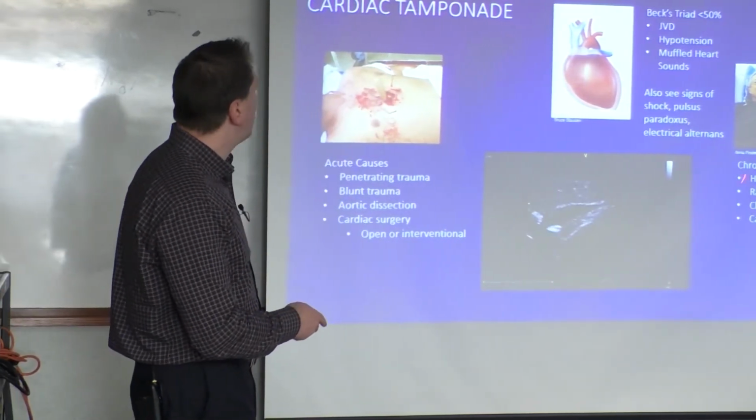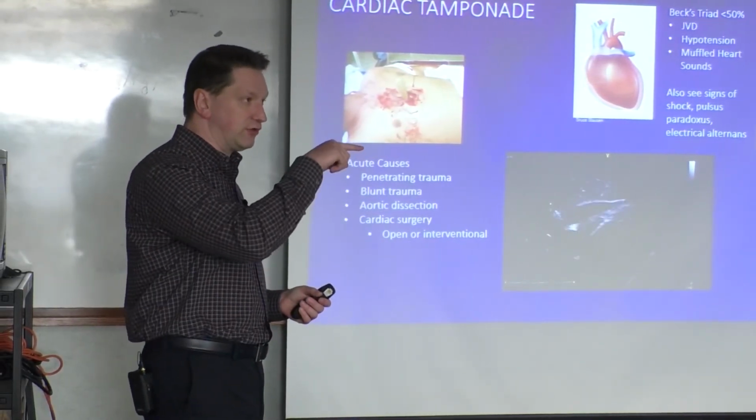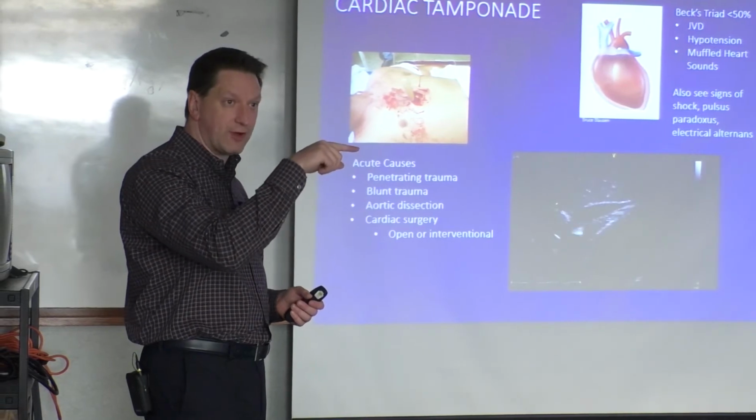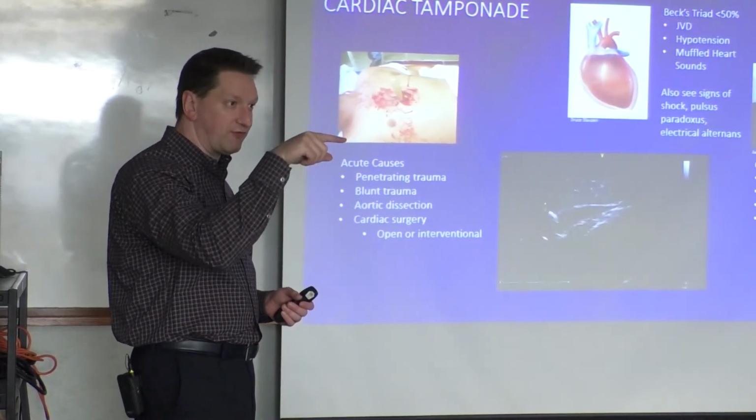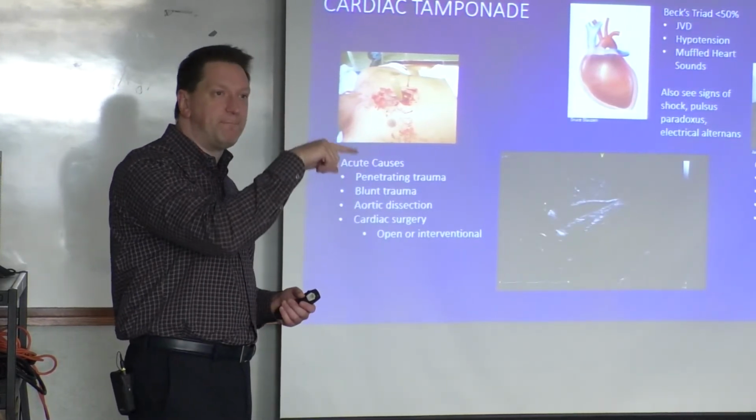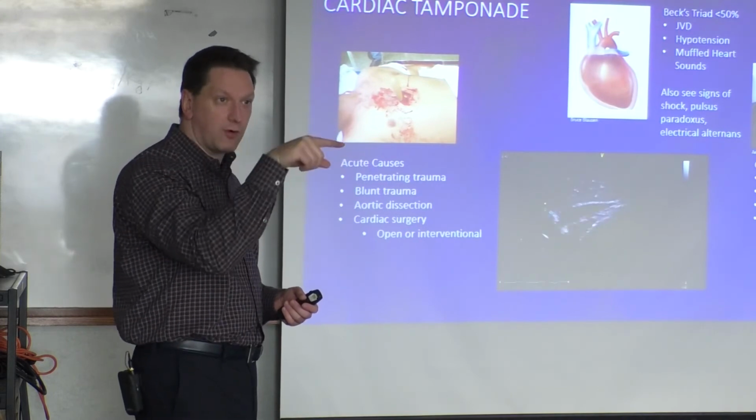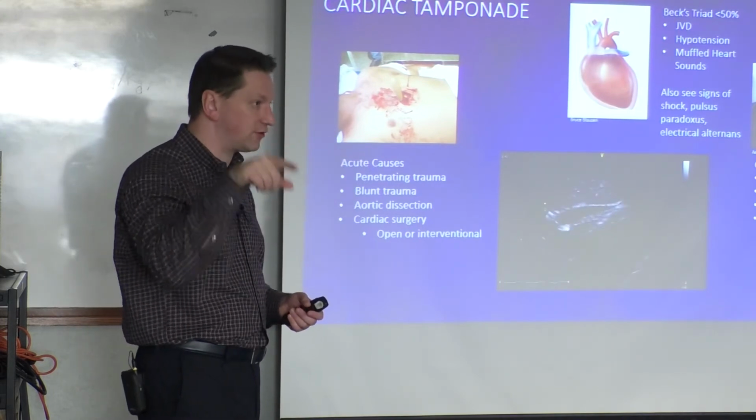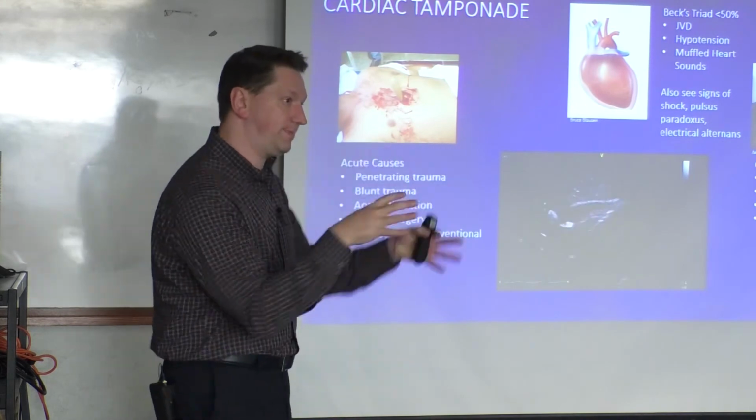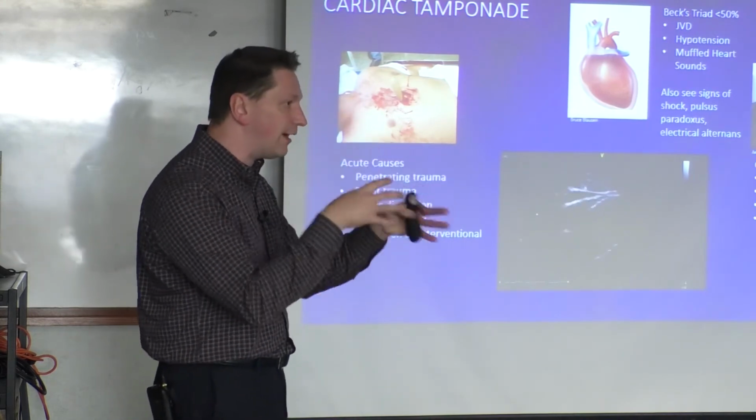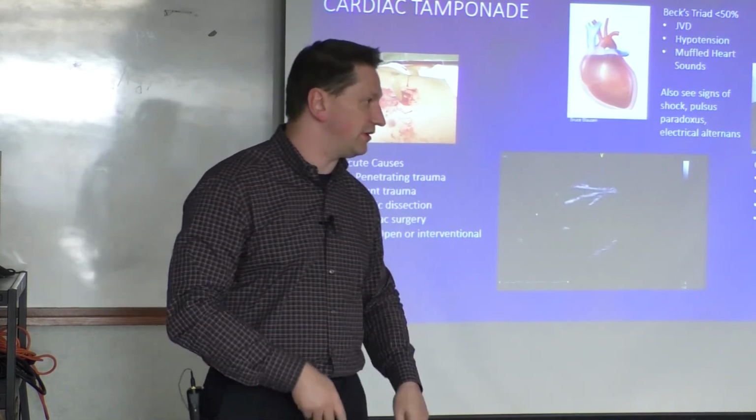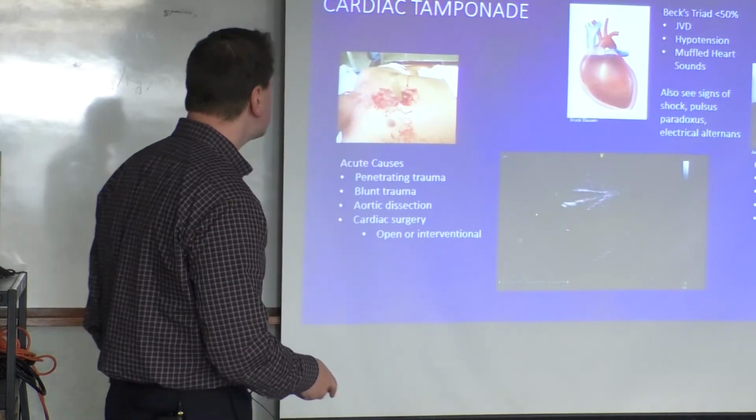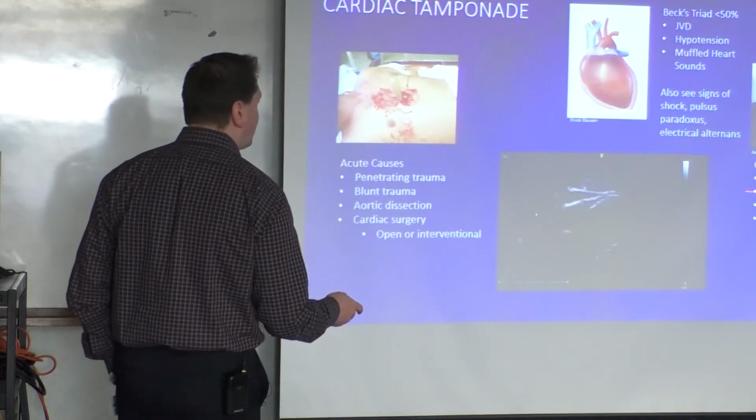All right. Electrical alternans, that means when you look at the EKG on one of the rhythm strips, it's big QRS, little QRS, big QRS, little QRS, big QRS, little QRS. What that is, is the heart literally sloshing around in this big bag of fluid in the middle of the chest. All right.